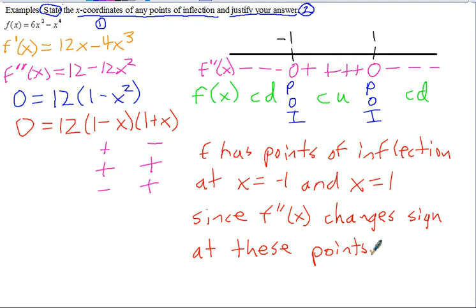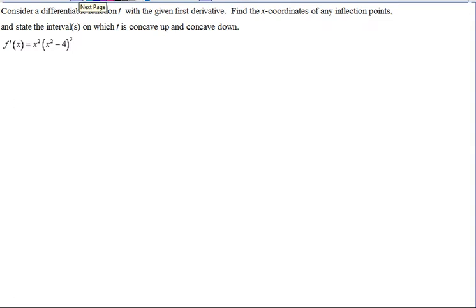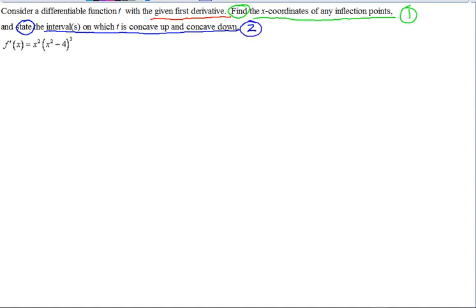All right, let's go to the next example. This one is a little different because it says consider a differentiable function with the given first derivative. So we're already starting with the first derivative. And again, we're asked to find the x coordinates of any inflection points. That's the first thing. And then the second thing says to state the intervals on which f is concave up and concave down. So we're not just finding the points of inflection this time, but we are stating the concavity intervals, which we didn't do last time.